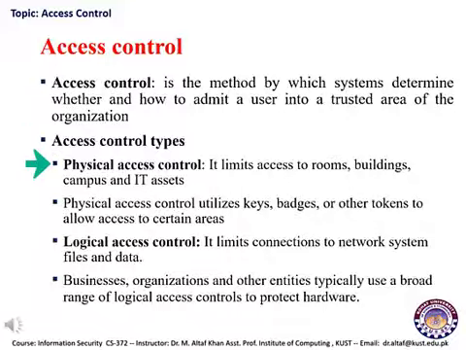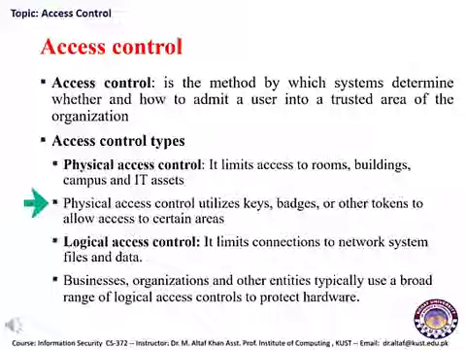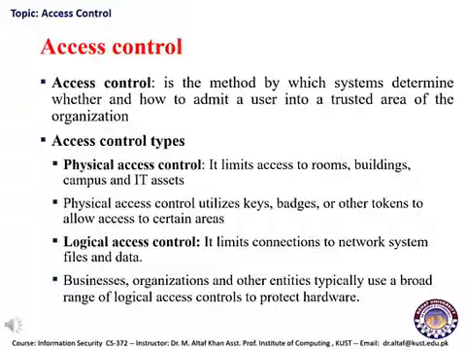The first one is physical access control and the second one is logical access control. Physical access control actually limits access to building, rooms, areas and IT assets. Physical access control refers to the selective restriction of access to a space. Physical access control utilizes keys, badges, or other tokens to allow access to certain areas. Examples of physical access control includes fob control gates, RFID doors, and password protected IT systems.